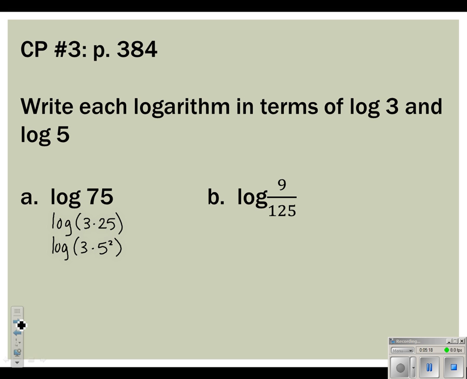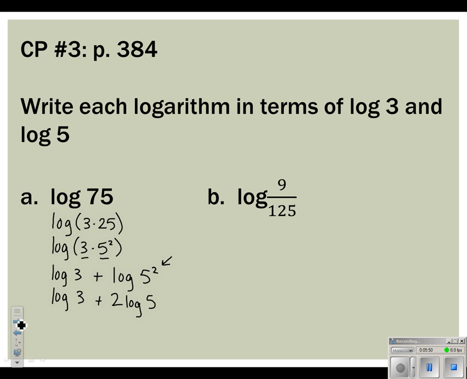So now when you have that product property of 3 times 5 squared, we can rewrite that as log of 3 plus log of 5 squared. Now using another property, we can get rid of that exponent so that we just have a log of 5. So leave your log of 3 alone, that one's good to go. But that power can come out front.